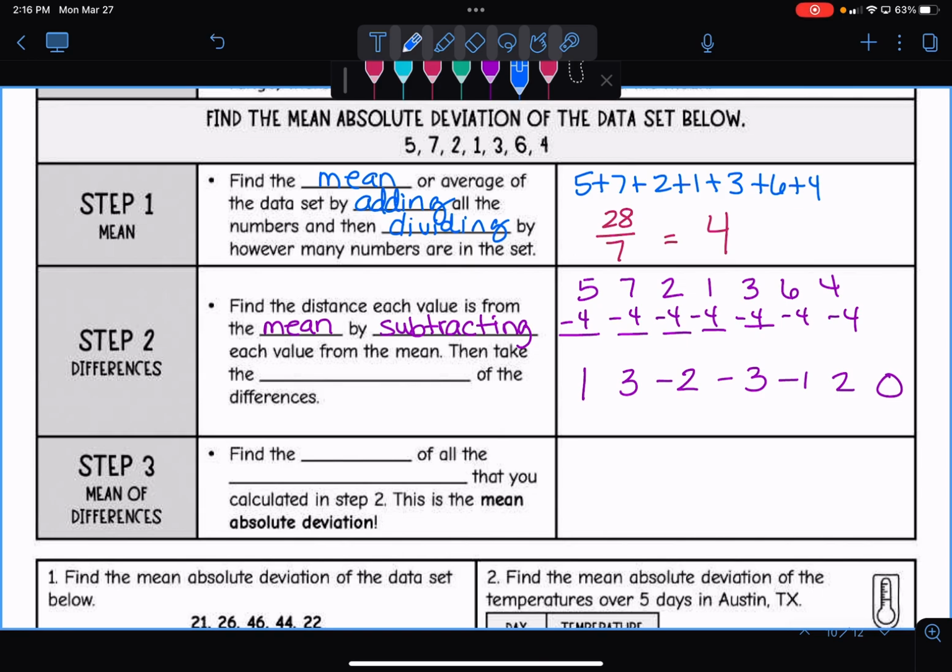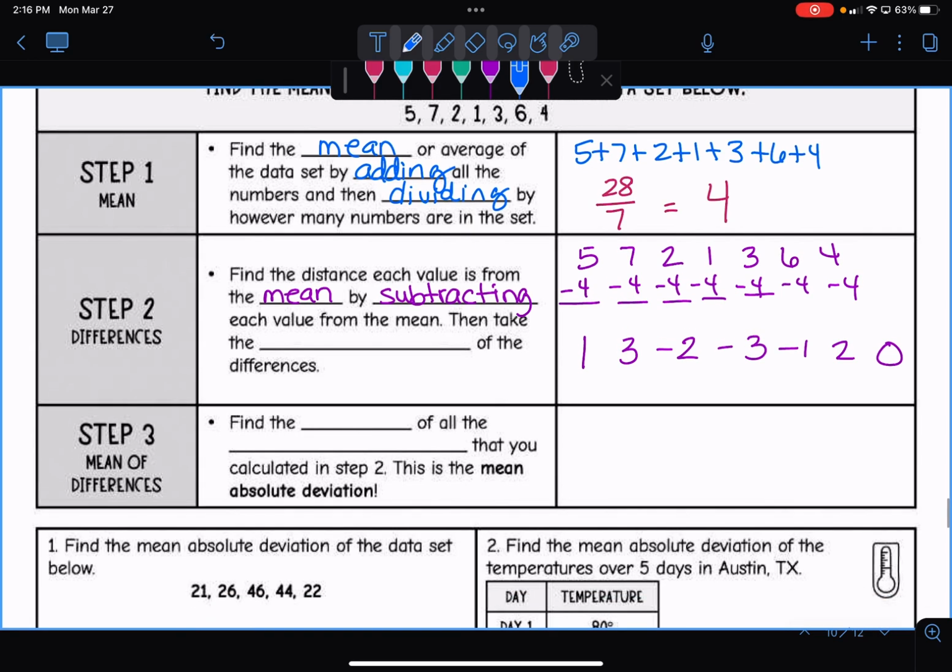Everybody good with that? Okay, now we have to take the absolute value. Does anybody know what absolute value is?